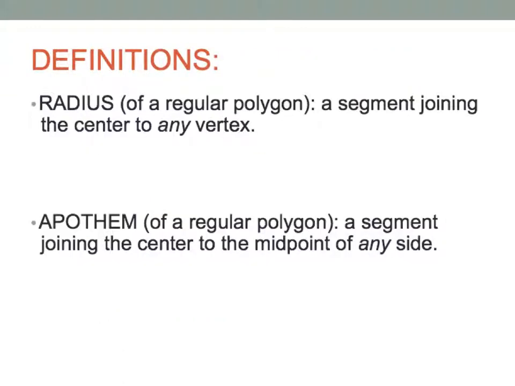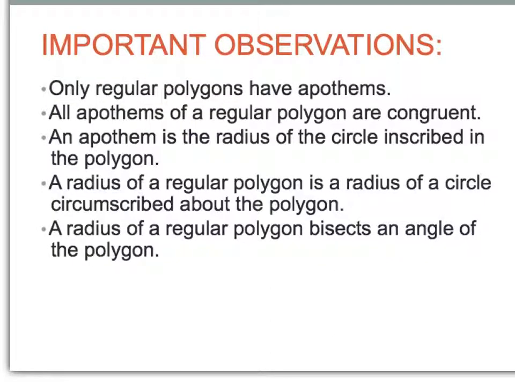So the radius, like we said, is a segment that joins the center to any vertex. It's not just circles that have radii. Regular polygons do too. Apothem is a new word and a new concept for us. It's a segment that joins the center to the midpoint of any side. Only regular polygons have apothems. What makes a polygon regular is that all of its sides are congruent and all of its interior angles are congruent. They're the only ones that have the apothem.